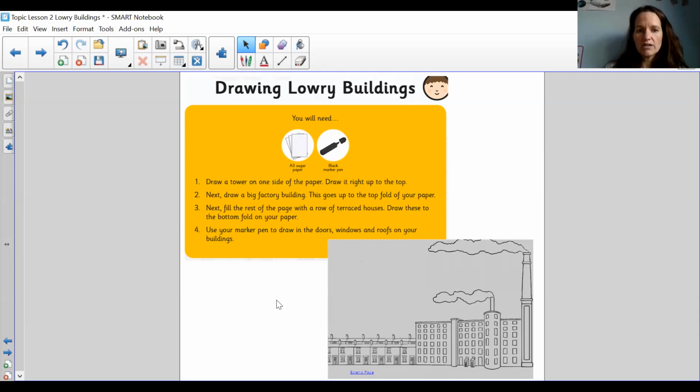It says, number 1, draw a tower on one side of the paper. Draw it right up to the top. So this could be the tower. Want to draw this picture.